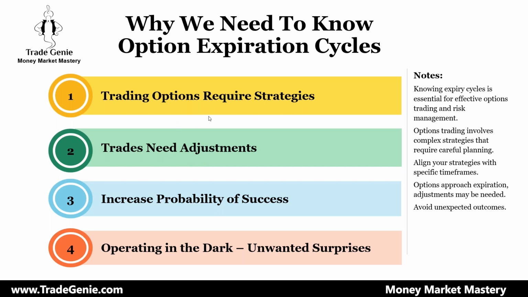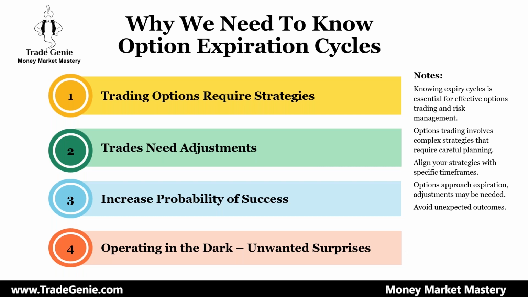The more knowledge we have, the more options we have. So we need to have multiple options, meaning multiple paths. If you don't have multiple paths to get to the point where we are going, then we don't end up where we are going. So you're increasing the probability of success by knowing the option expiration cycle. So you're not operating in the dark, and there are no unwanted surprises. So you're getting prepared. Education is knowledge, and you're getting prepared.